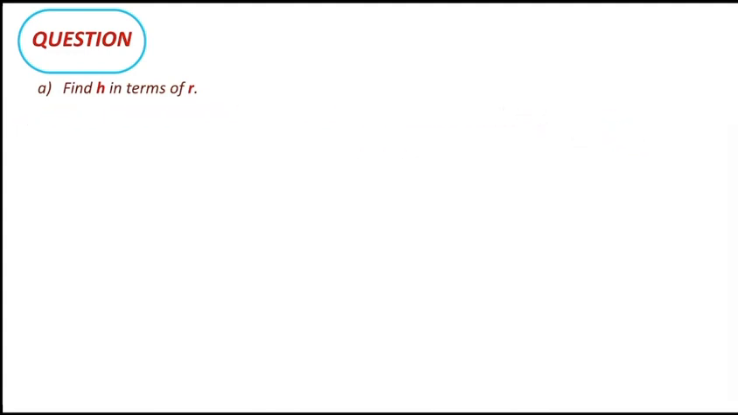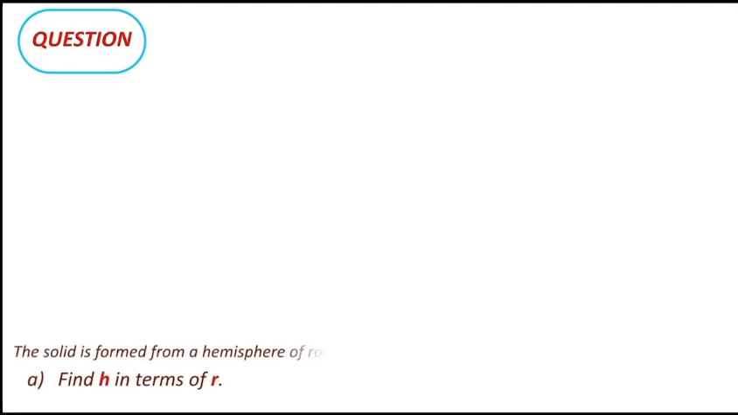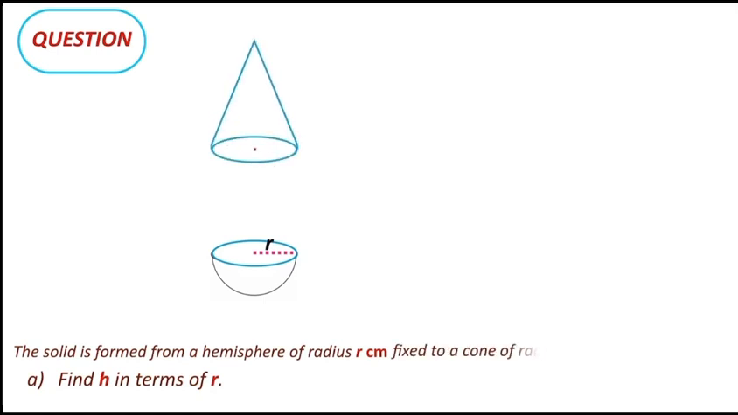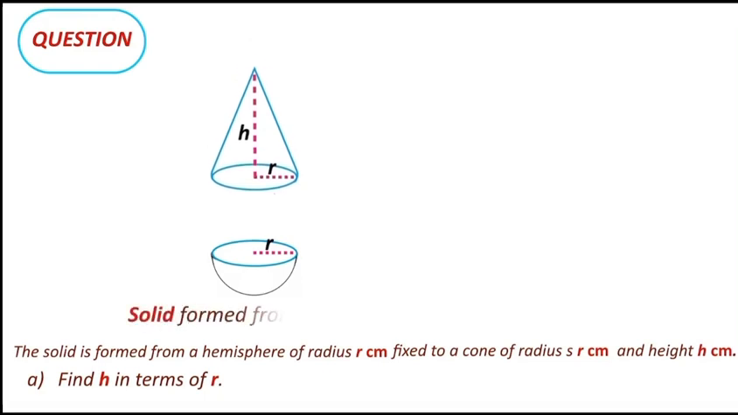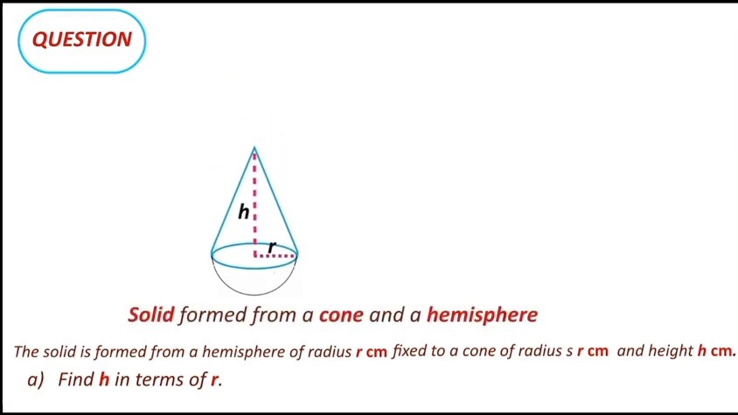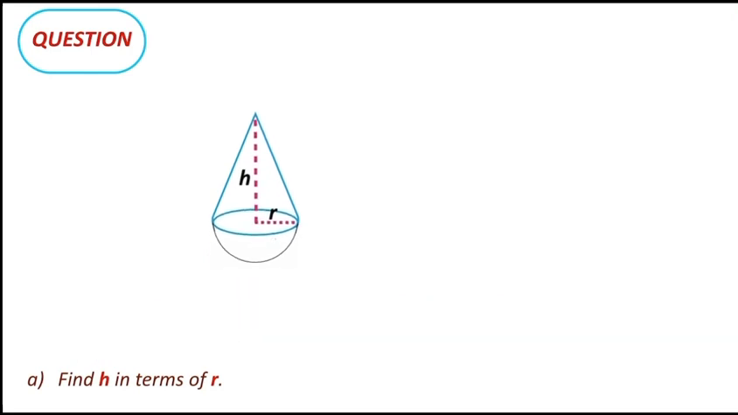Let's solve part A. For this, let's read the information given in the question. The solid is formed from a hemisphere of radius r centimeter, fixed to a cone of radius r centimeter and height h centimeter. And hence, this is the solid formed from a cone and a hemisphere given in the question. Now consider this solid.